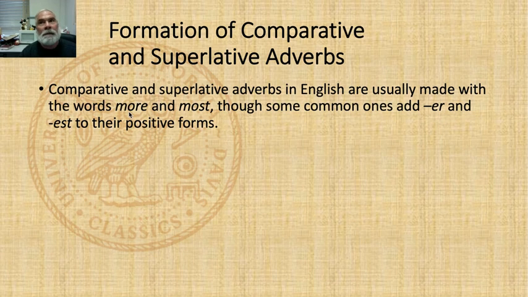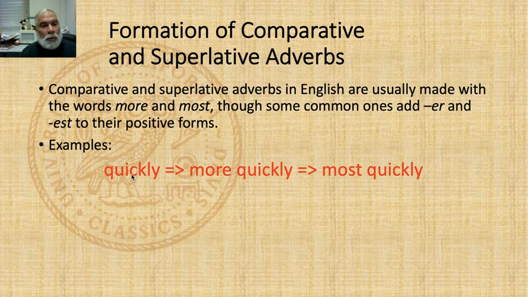Comparative and superlative adverbs in English are usually made with the words more and most, though some common ones add -er and -est to their positive forms. Here are some examples. Quickly is the positive form of the adverb that is made from the adjective quick. The comparative form is more quickly, and the superlative form is most quickly. So here the comparative adverb is made with the word more, and here the superlative adverb is made with the word most.